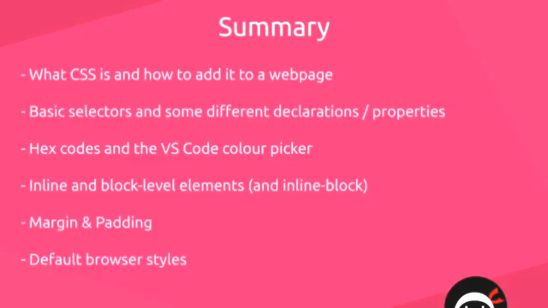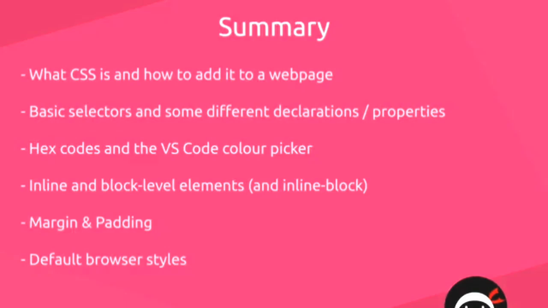I promise you that. So in this video, we've learned what CSS is and how to add it to a web page. We've done that either in the head, in style tags, or in an external style sheet, and then we've linked to that from the HTML page. We've also seen some basic selectors to choose different elements on the page, like a p tag, or a div, or an li, or an a tag, and we've styled those with different declarations or properties to make them different colors, different font sizes, or something else.